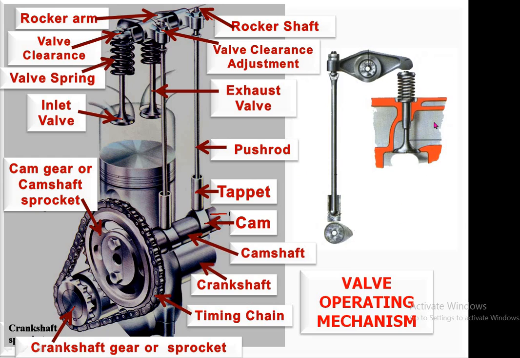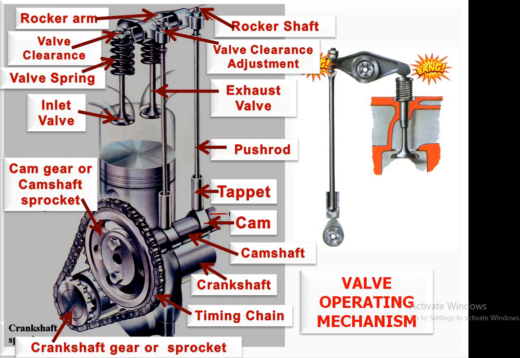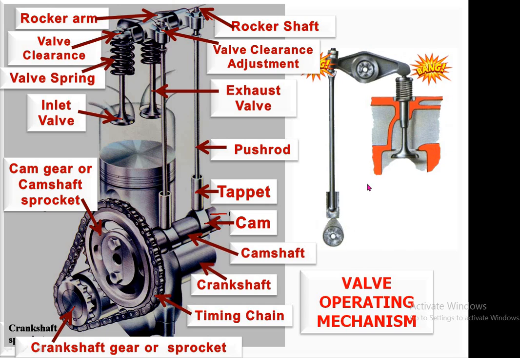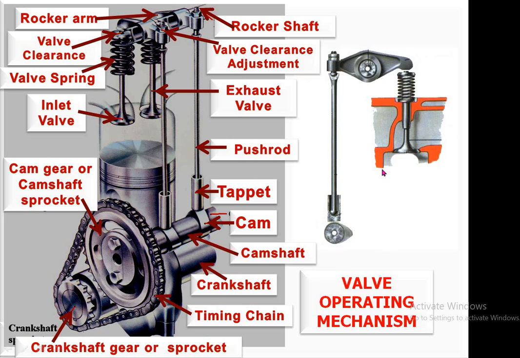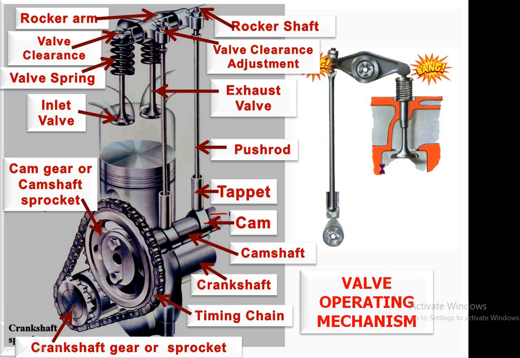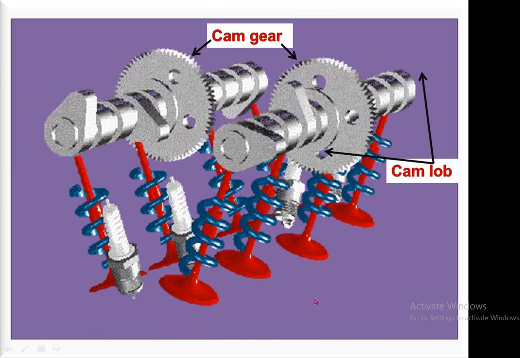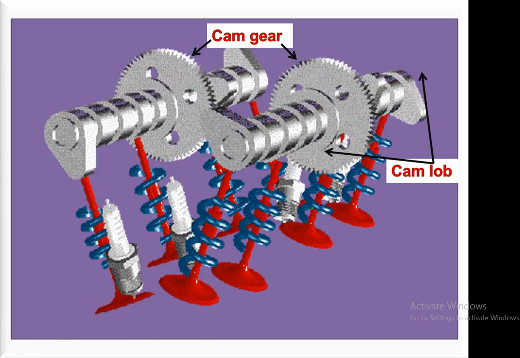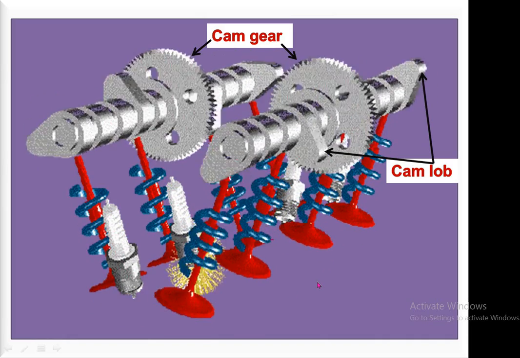So for a 4-stroke engine, for each and every cylinder piston assembly, there is an inlet valve as well as an exhaust valve. So if our engine is 4-stroke 4-cylinder, then there are 4 inlet valves and 4 exhaust valves, means a pair of inlet and exhaust valves for each and every cylinder piston assembly. See, in this figure you can easily understand how the cam lobe touches the push rod and either opens or closes the valve.